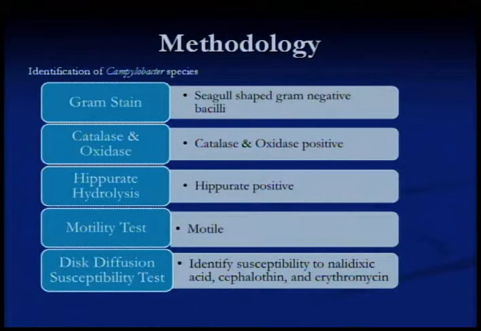Campylobacter species were identified through multiple tests, including a gram stain, catalase and oxidase, hippurate hydrolysis, motility test, and disc diffusion antimicrobial susceptibility tests. Campylobacter was observed to be a seagull-shaped gram-negative bacilli, catalase and oxidase positive, hippurate positive, and it had darting motility. Susceptibility to nalidixic acid, cephalothin, and erythromycin identified the species of Campylobacter.